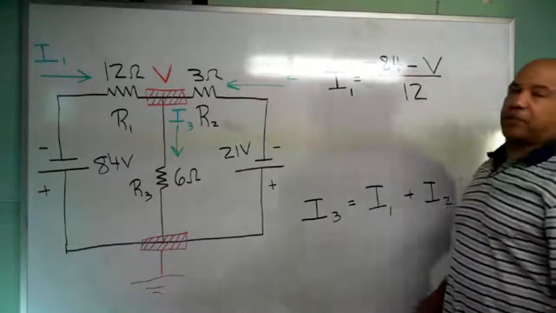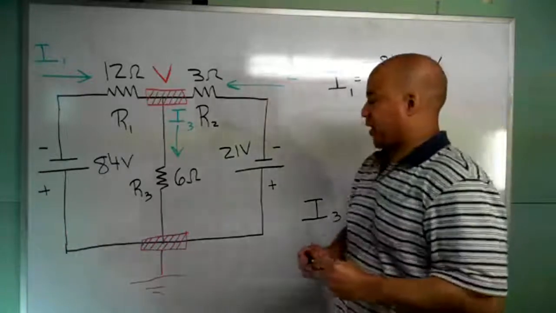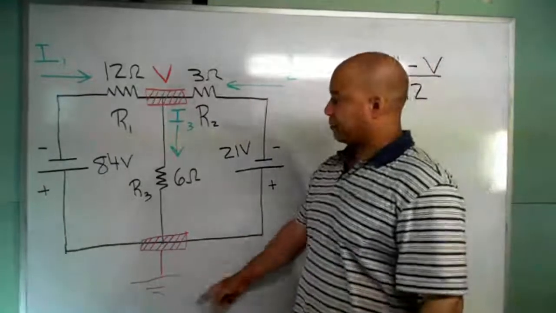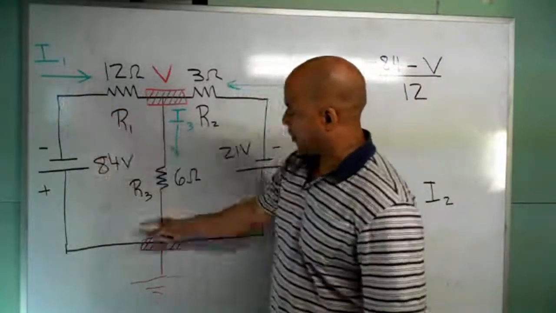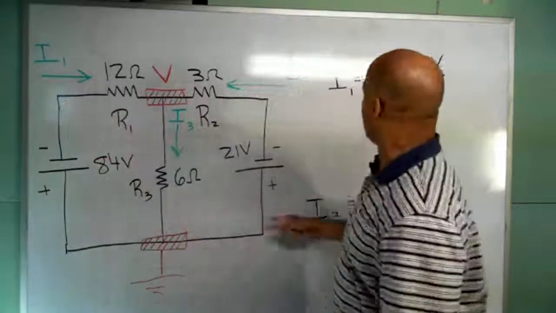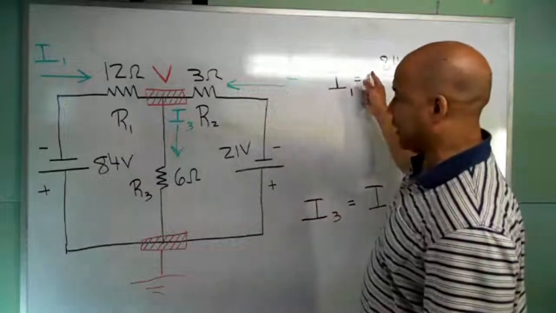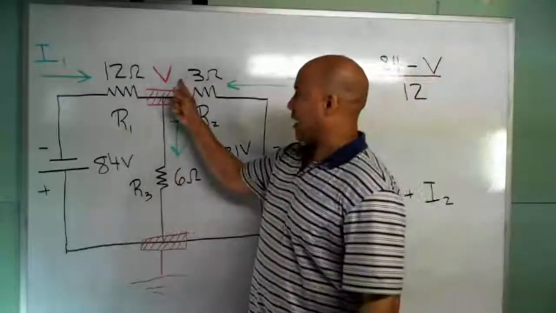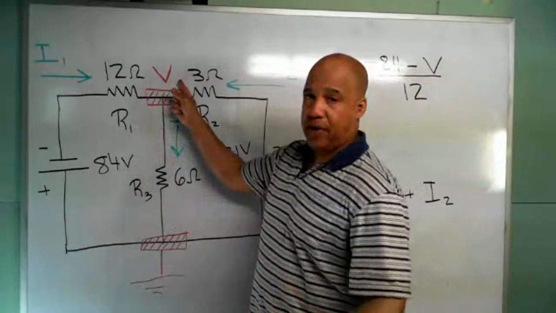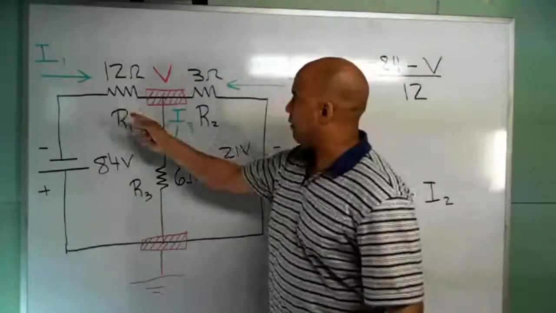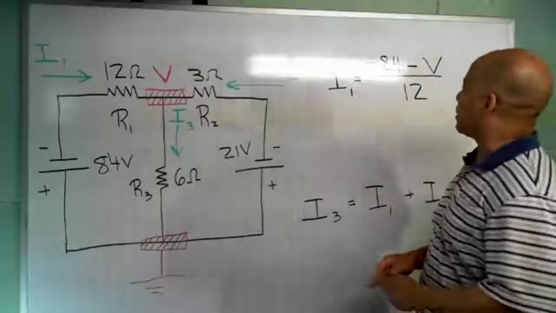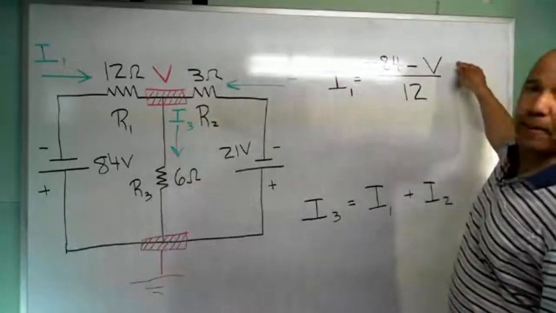So this is actually pretty simple. You figure out where your reference node is, find the voltage on one side of the resistor with respect to the reference node. In this case, it was minus 84. The voltage on the other side of the resistor, we called it V, so it's an unknown here. And you divide by the value of the resistor, that gives you the current I1 if you knew V.